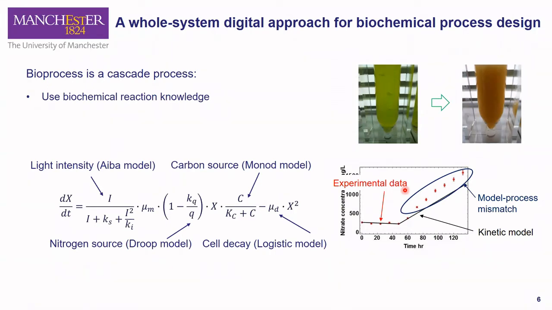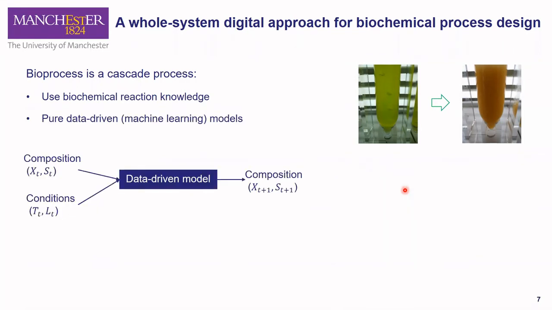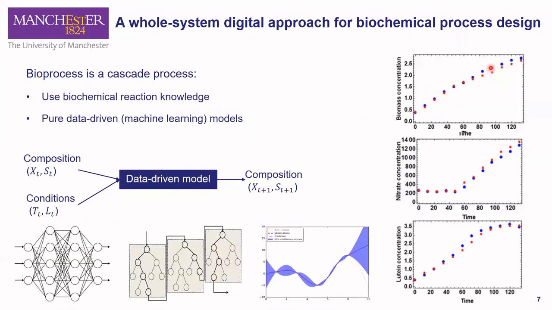So how can we improve the model accuracy? Well, there are different approaches. The first one is to build a data-driven model using the knowledge from machine learning or artificial intelligence. Imagine we can build a data-driven model to learn from existing bioprocess data, so we can feed the biomass concentration and culture condition at the current time step, and then use this data-driven model to predict biomass concentration at the next time step.